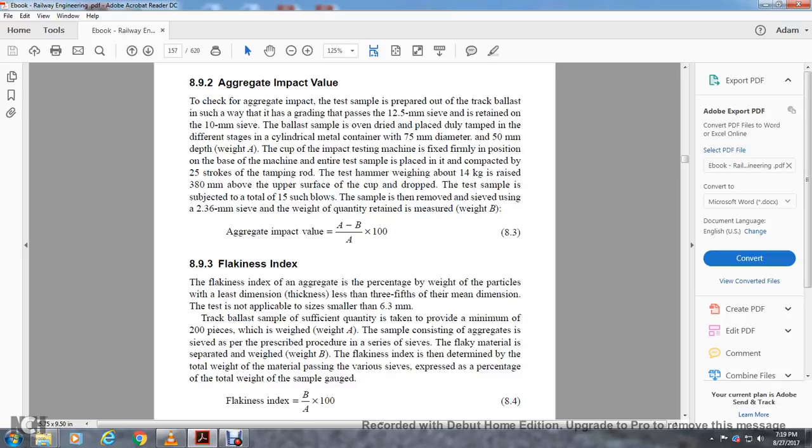The flakiness index is determined by weighing the material passing through the various gauges, expressed as a percentage of the total weight of the sample. Flakiness index equals the separated weight divided by the original weight, times 100.